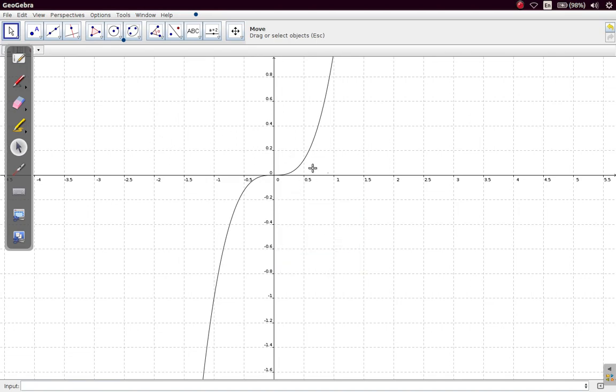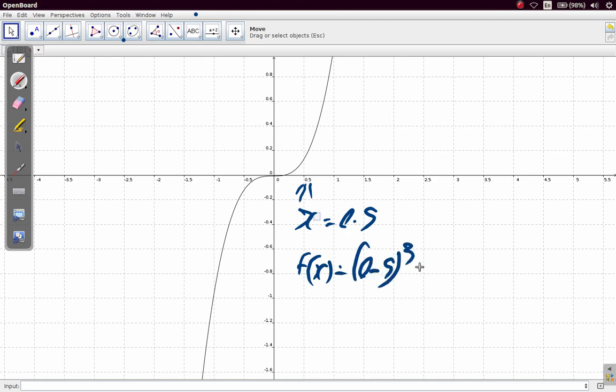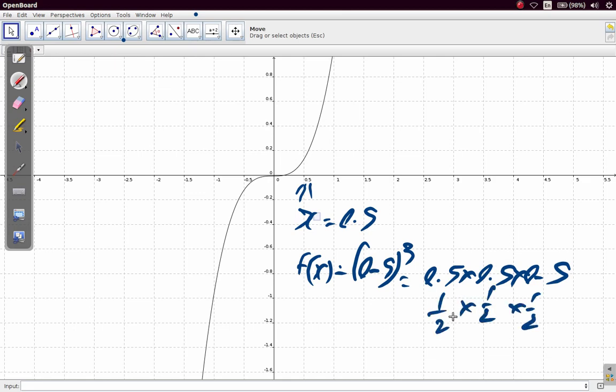When x equals, say, 0.5, right here, when x equals 0.5, f of x will be 0.5 to the power of 3, which is 0.5 by 0.5 by 0.5. It will be half by half by half. Alright? Half by half is a quarter, so it's a quarter by half. So 4 times 2 is 8, 1/8. Right? So when x is 0.5, this is 1/8.